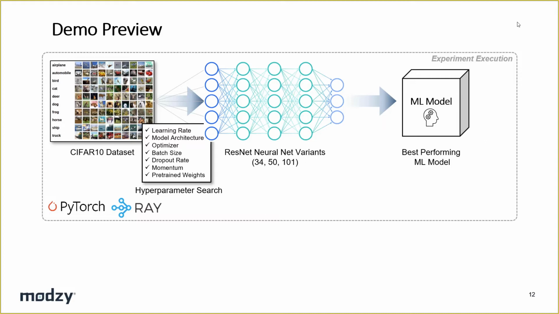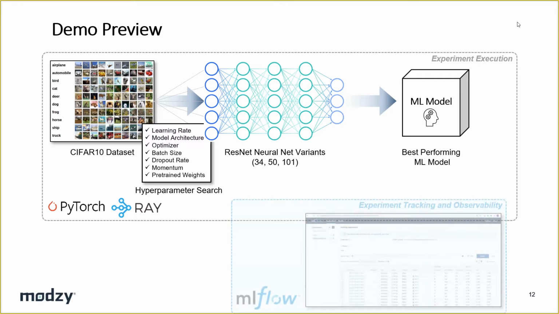specifying a few different options for each of these hyperparameters, one of which will actually be the neural net architecture we use, that being ResNet, we will conduct this experiment and produce the best performing model based on these different combinations.